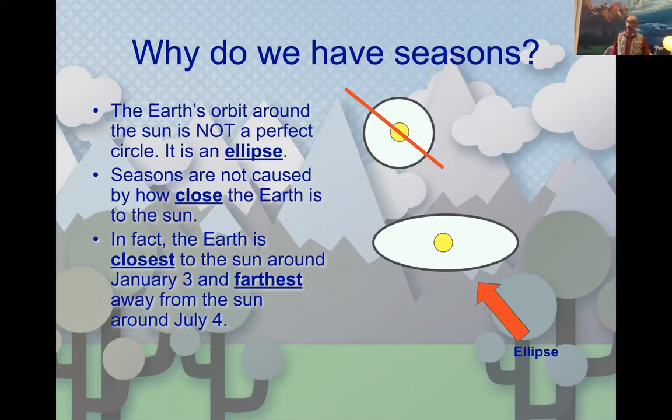And you would think, well, the furthest away from the sun that we are, gosh, it should be cold. But guess what? On July the 4th, that's summer, isn't it? And that's during the hottest time of the year.